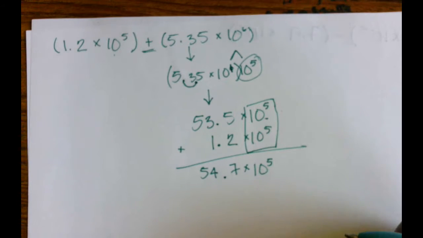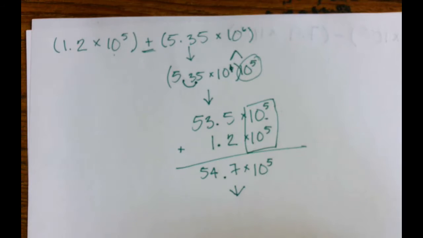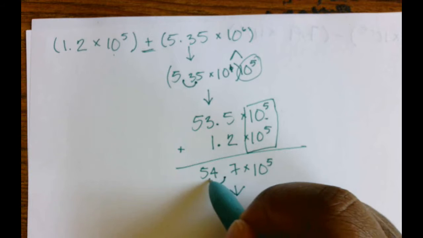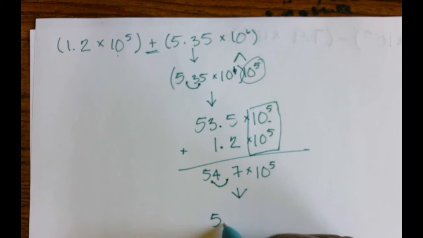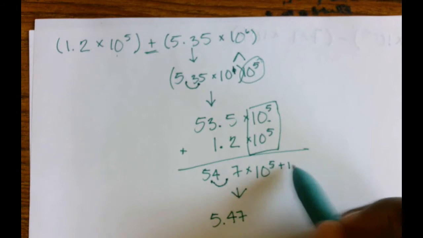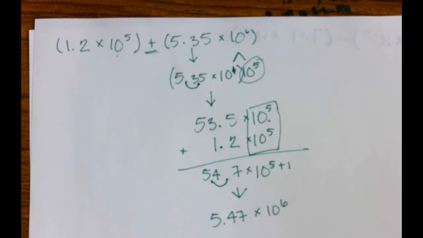I can take this one step further by putting it back in scientific notation. And what that means is I will move my decimal over one time. So it will become 5.47. And then because I moved it over one time, I need to add 1 to that 5. So it will be times 10 to the sixth power. And that's it. There's our answer.